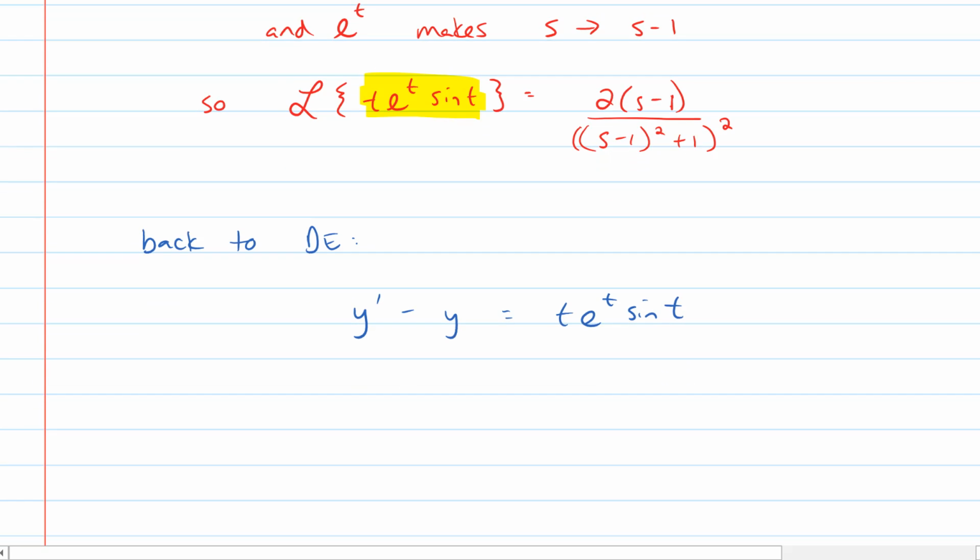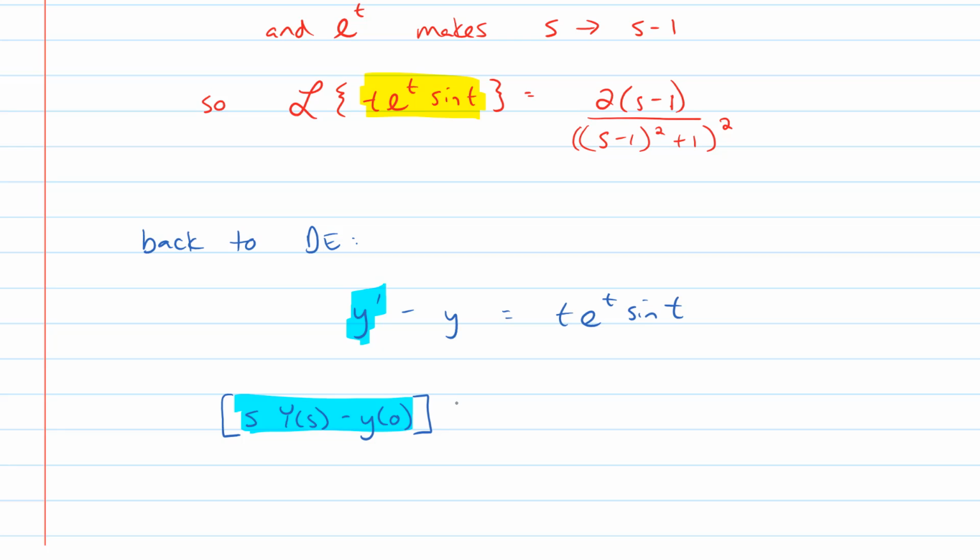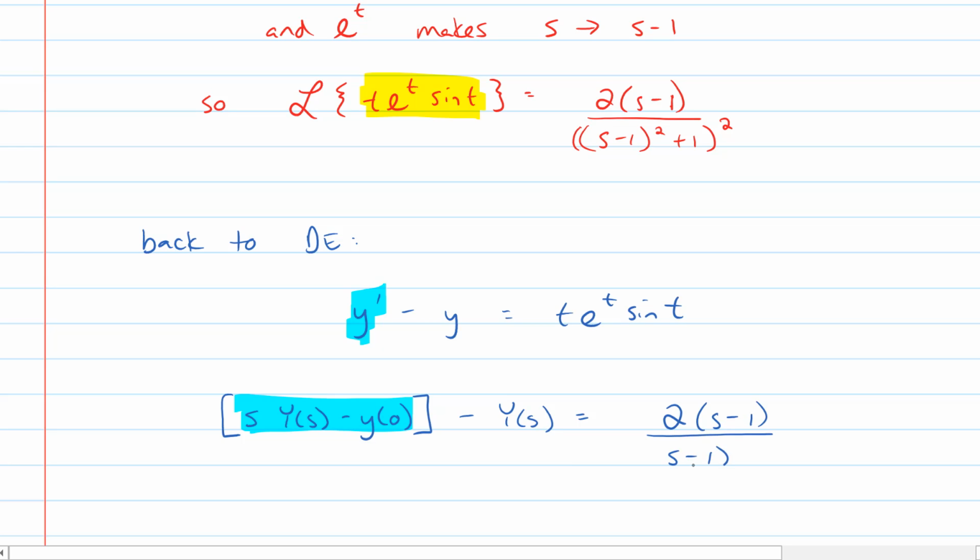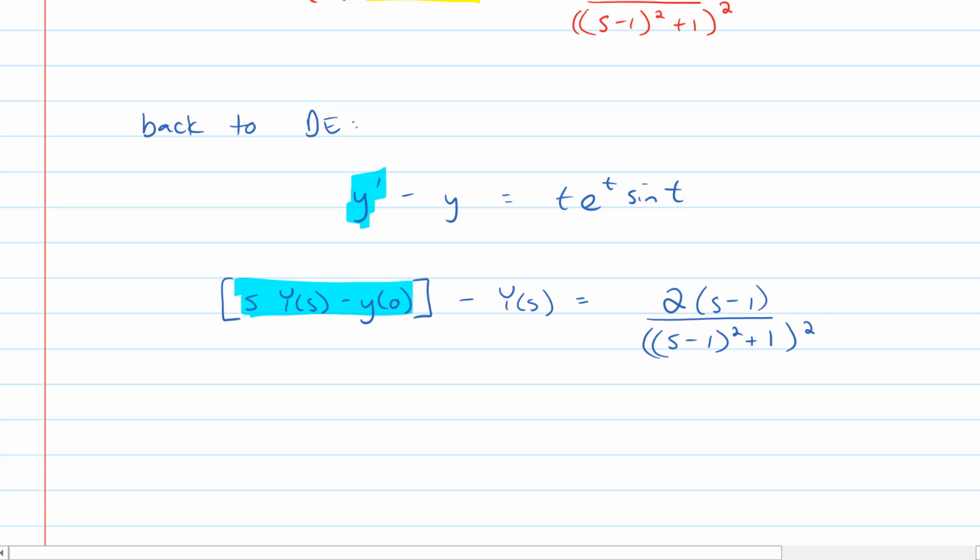Then taking the Laplace transform first of the y prime, that gives us s Y of s minus y naught, y of 0. That entire thing inside the square brackets is equal to my y prime. And then the Laplace transform of lowercase y is just capital Y of s. And then we showed above that the Laplace transform on the right-hand side is 2 on s minus 1 over s minus 1 squared plus 1 all squared, which looks kind of terrible.